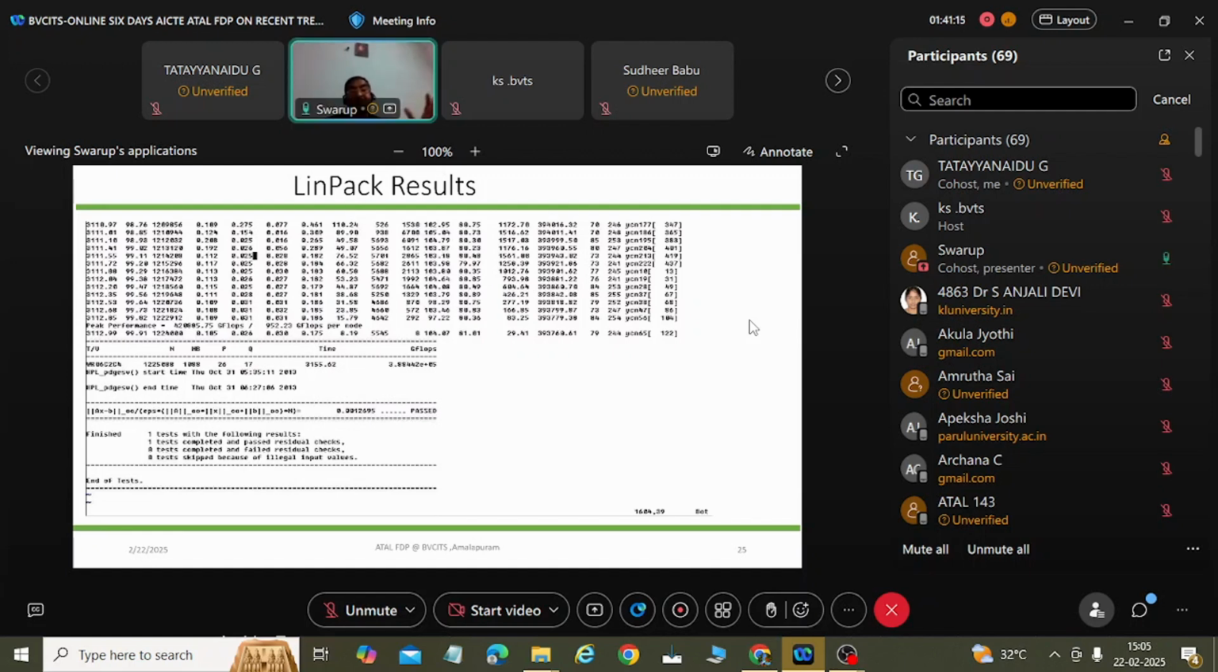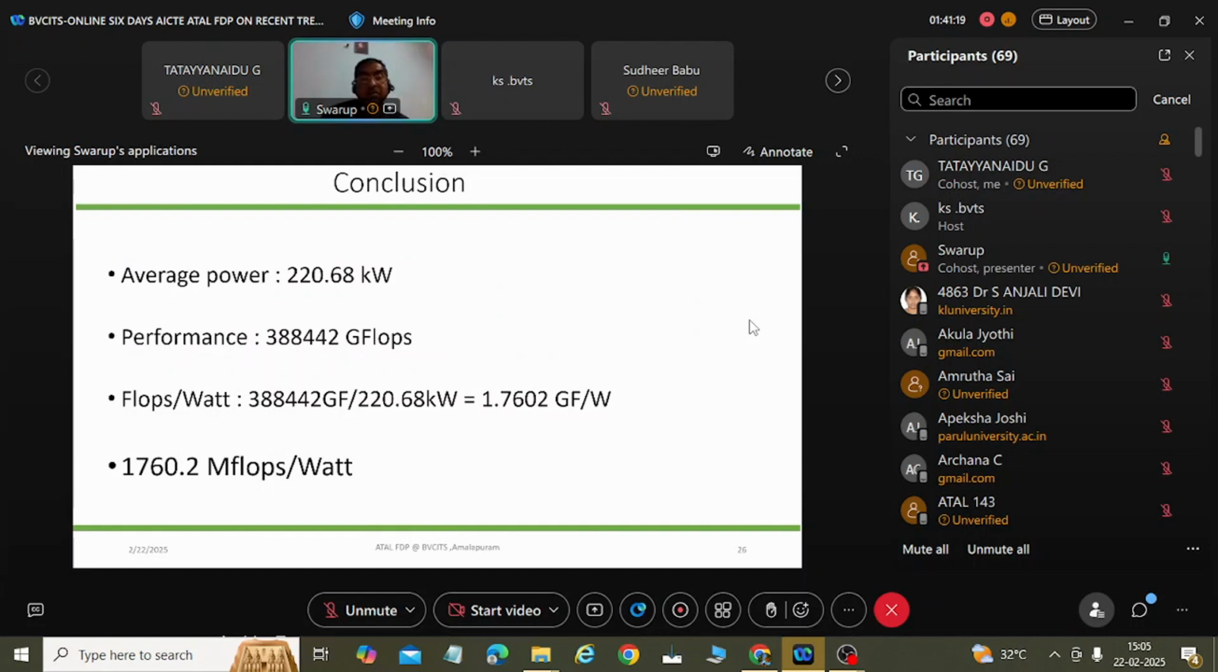So the average power it is drawing is 220.68 kilowatt. Performance is 380,442 gigaflops. And flops per watt is 1.76 gigaflops per watt, which is not so great. And this is the performance I am getting when I measure it with the power consumption.